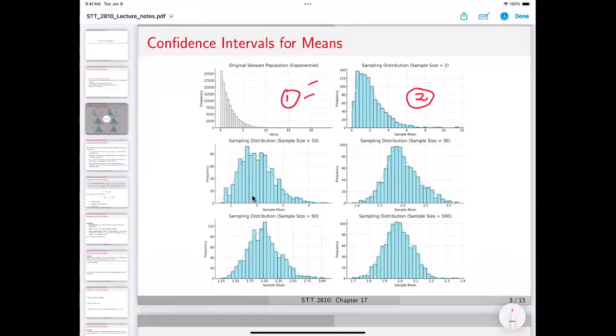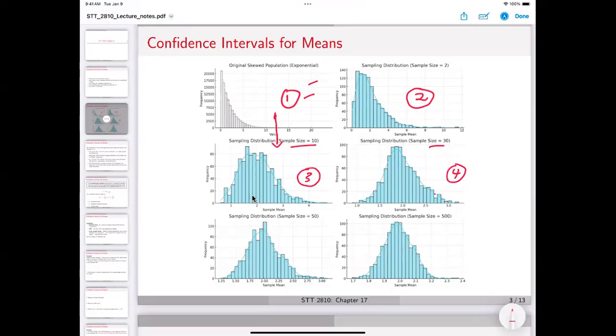Now let's come to 3. It is the same idea, but the difference between 2 and 3 is that for 3, the sample size is 10. Is that okay? So now we pick 10 people here, find their mean, and plot. Pick 10 people, find their mean, and plot. Then we go to the fourth one. Same idea, except that the sample size is 30.